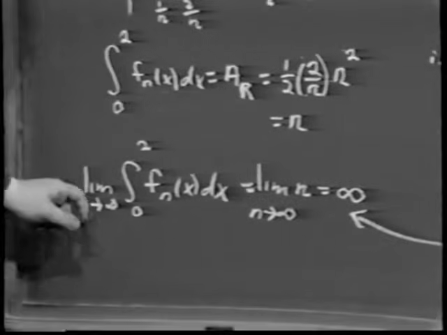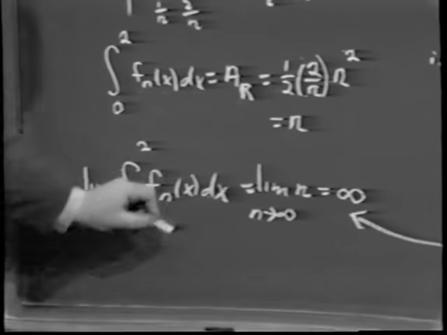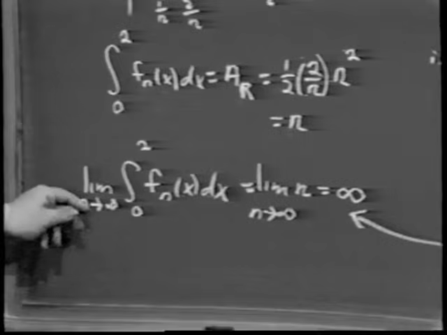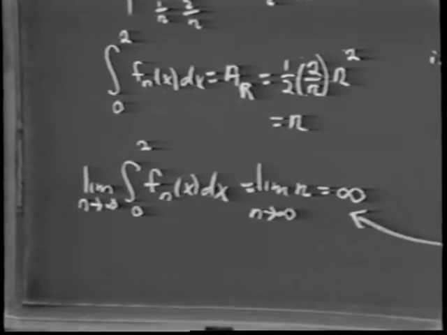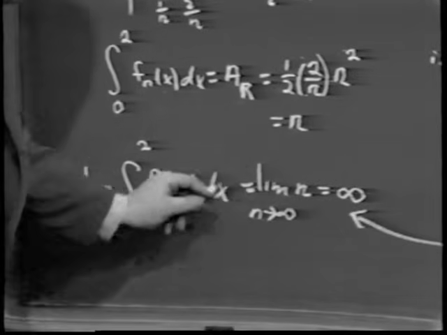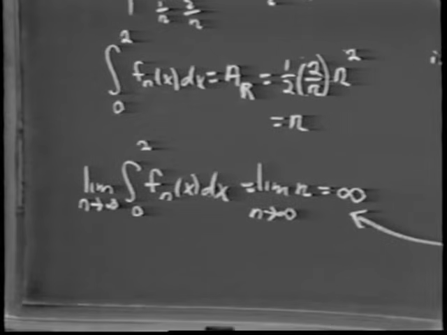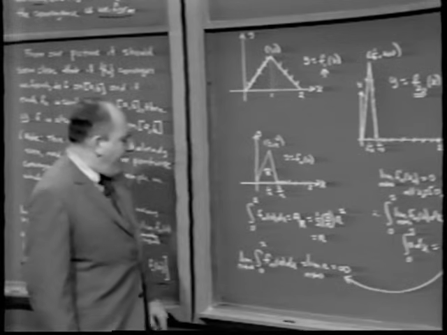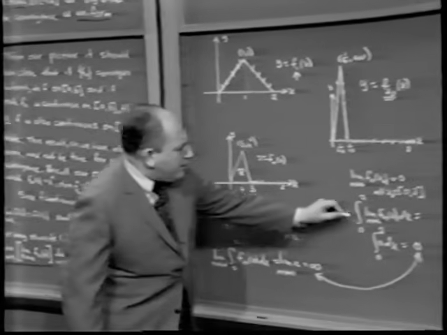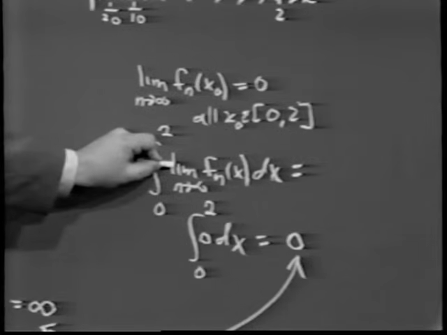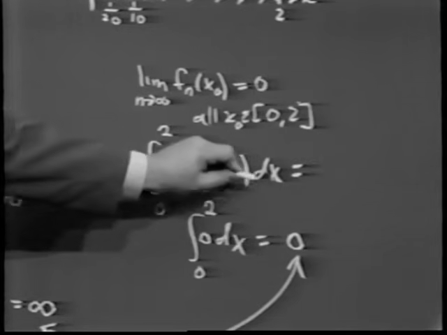In particular, then, if we compute the integral from 0 to 2 of f sub n of x dx, and then let the limit as n goes to infinity be computed, what do we get for an answer? We get that this limit is the limit of n as n approaches infinity, and that, of course, is infinity. On the other hand, suppose we bring the limit inside. In other words, suppose we compute this. Well, the point is that we have already shown that this is identically 0 for all x.